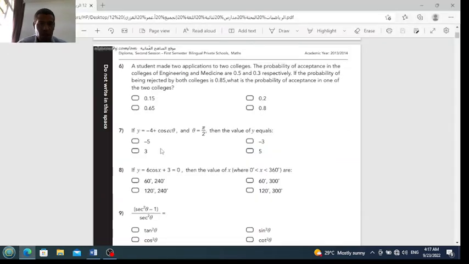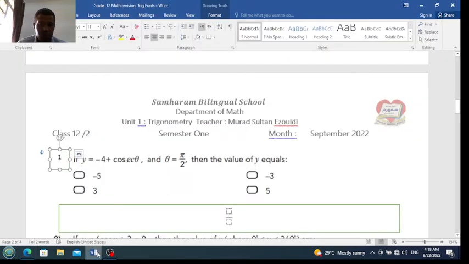Question number 7. If y equals negative 4 plus cosec of theta, and theta is pi over 2, then the value of y equals negative 5, or negative 3, or 3, or 5. Okay, so let's do this equation.